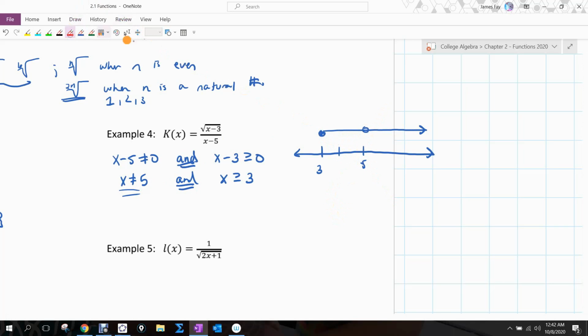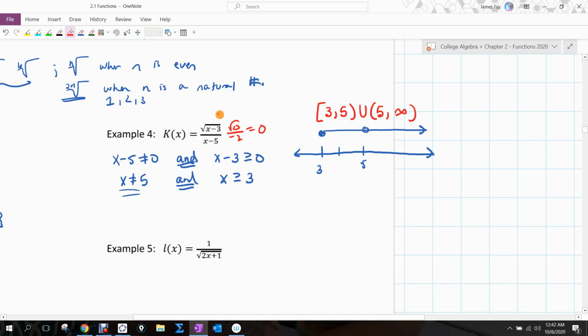So how do I show that? How do I demonstrate this solution in interval notation? I go 3 to 5. I'm going to jump over 5 and kick it out, and then go to infinity. And basically what that says is, okay, so I can choose 3, because if I put 3 in, it gives me square root of 0 over negative 2. Well, that's just 0. I can do that, get an output.